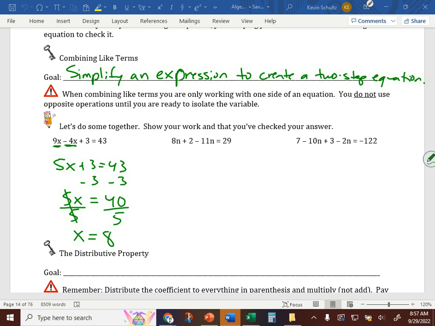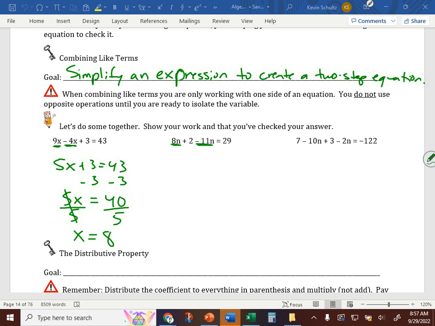Tell me what's the 2-step equation that we would get from the second one? Or do you have a question, Cole? Okay, what's the 2-step equation we get from the second one? Cole? Sorry? Okay, and what would we get? Good. 8n and a negative 11n. Remember the subtraction sign belongs to the 11. Okay, it's a negative 11.